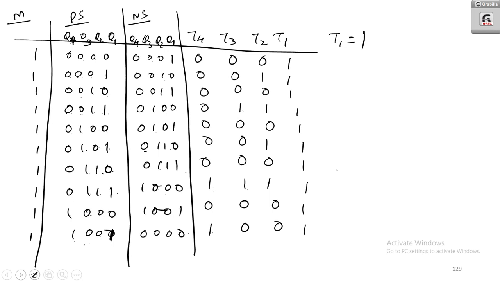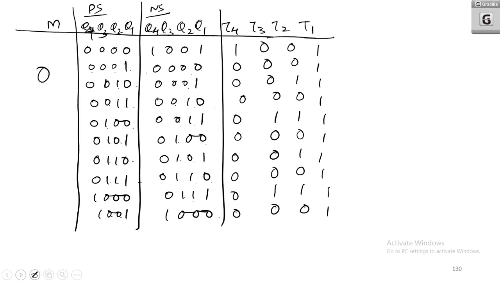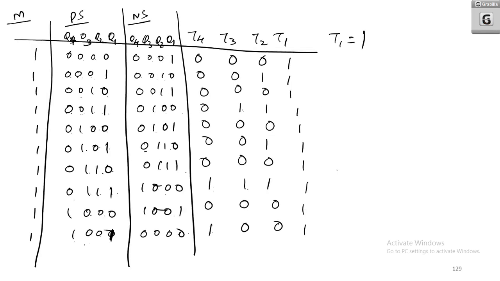Now coming to the expression of T2. T2 you can take from here as well as here. So for T2 I should draw two 4x4 K-maps along with M, and for T4 also I have to do the same thing. Now how will you go with T4 here? First T1 is there, then I will go with T2. I am going to find the expression of T2.